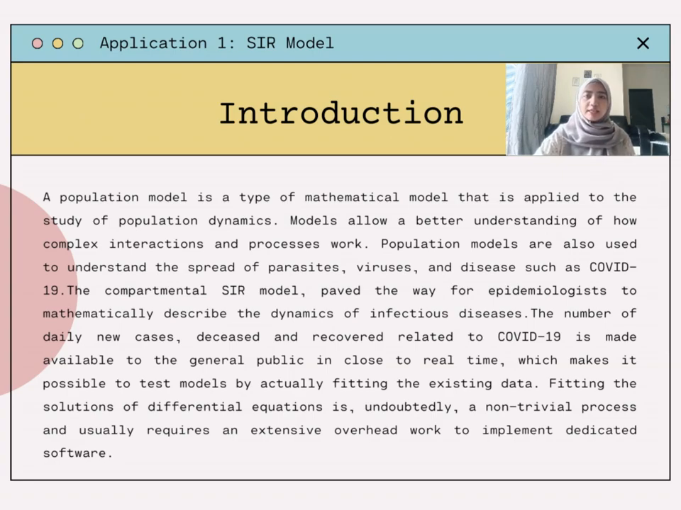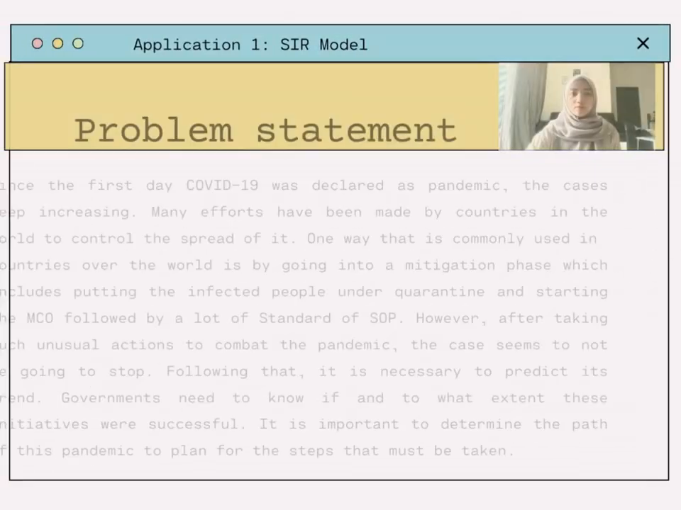The number of daily new cases, deaths, and recoveries related to COVID-19 is made available to the public in close to real time, which makes it possible to test models by actually fitting the existing data. Fitting the solution of differential equations is undoubtedly a non-trivial process and usually requires extensive overhead work to implement dedicated software. Next, the problem statement.